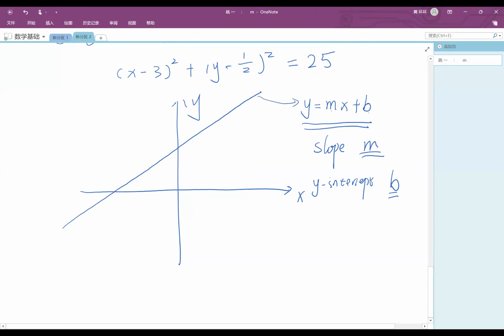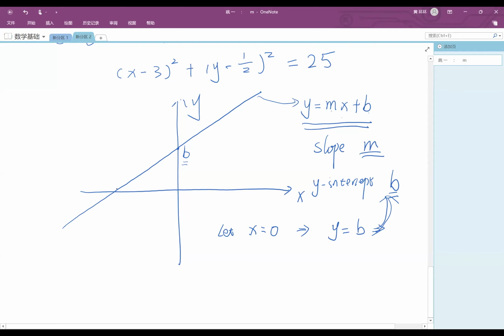Let's see if the graph of this line is like this, and the equation is y equals mx plus b. Then we can see b means this line intersects with the y-axis, and this is b, right? To get b, we let x be equal to 0 in this equation, and we can get y is equal to b. So the y-intercept is equal to b, okay?